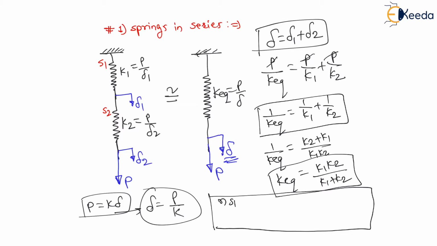There may be n springs in series. Let's say n springs in series are attached. Therefore, for such cases, 1 upon K equivalent will be equal to 1 upon K1 plus 1 upon K2 plus 1 upon K3, plus so on, whatever may be the number of springs.